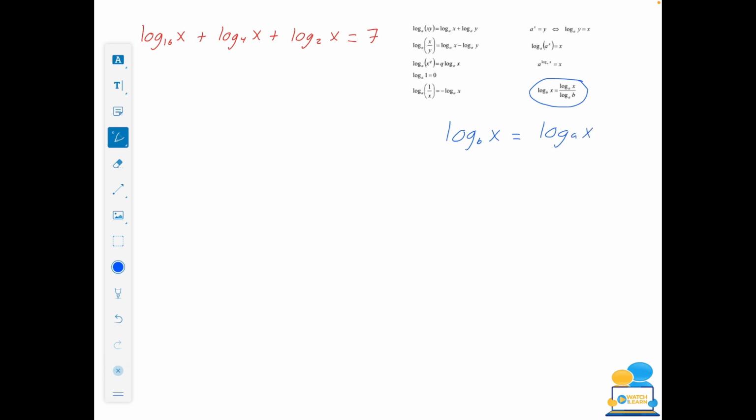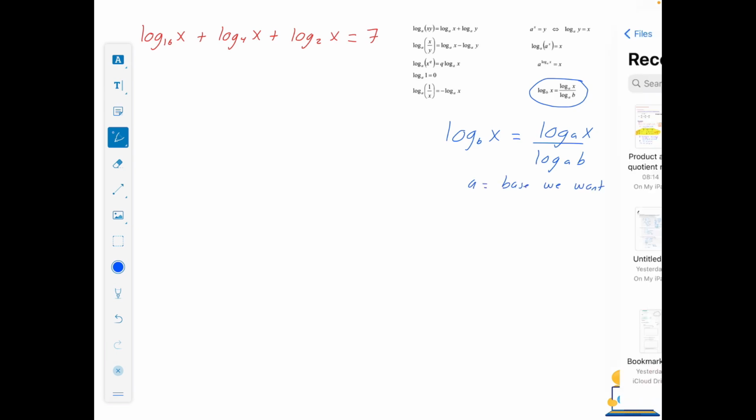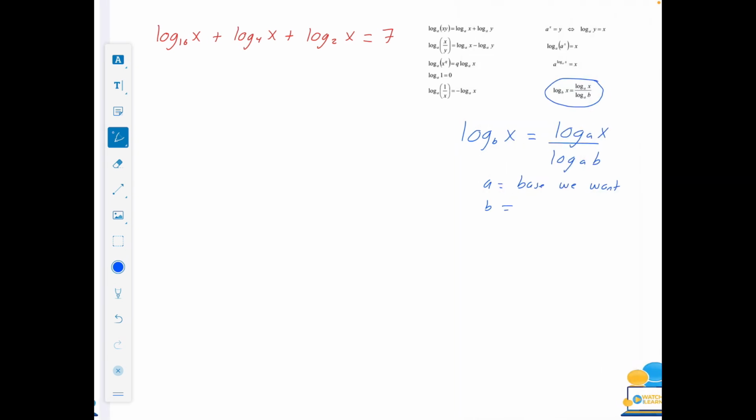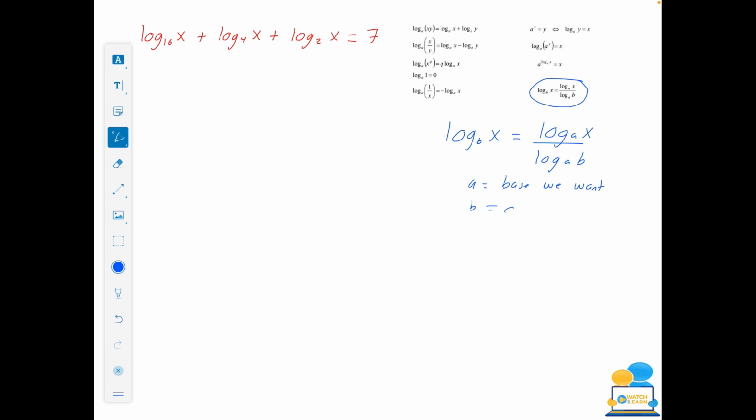It's log to base b of x is equal to log to base a of x over log to base a of b. a is the base we want, and b is the old base. Now we're going to change everything. We usually change everything to the smallest base. So we're going to change everything to log to base 2.